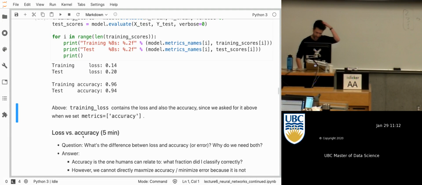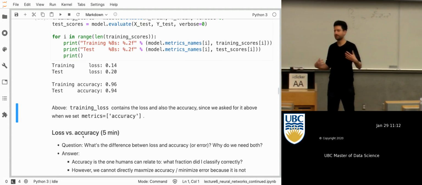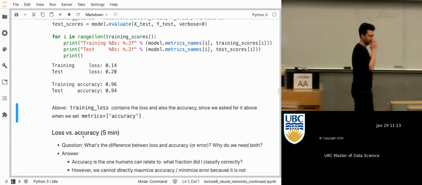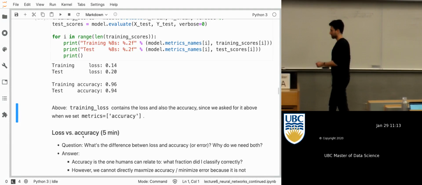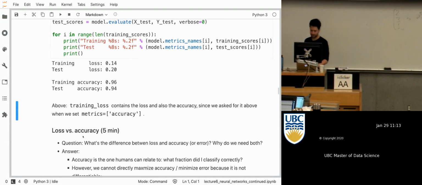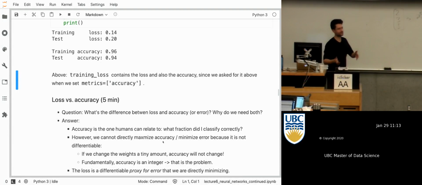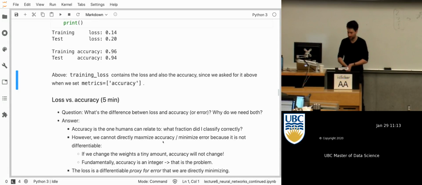Okay, accuracy is kind of the human one. That's the thing we can relate to. I got 98% of them correct. I got 99% of them correct. I got 2% of them wrong, right? But we cannot directly maximize the accuracy, or in other words, minimize the error rate, because it is not differentiable. And that may sound very abstract, but let me try to make it concrete for you.